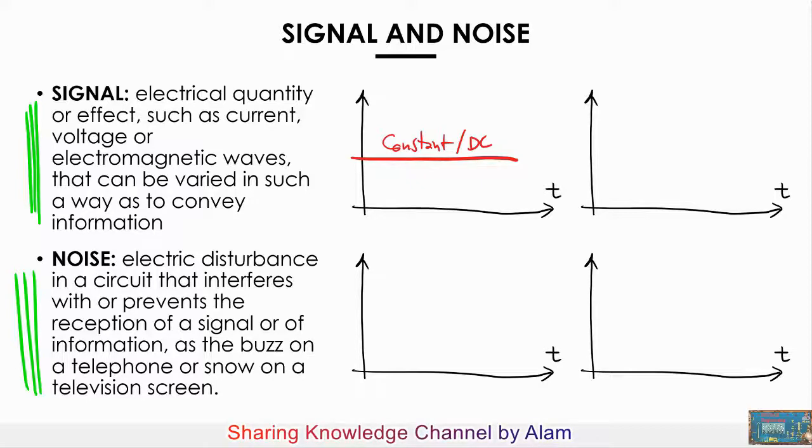The second type of signal is the pulse. A pulse is a signal that starts at a certain level, it goes briefly to another level, and then it goes back to the original level. The pulse can go up, can go down, and the two levels are arbitrary. So this signal is called pulse.